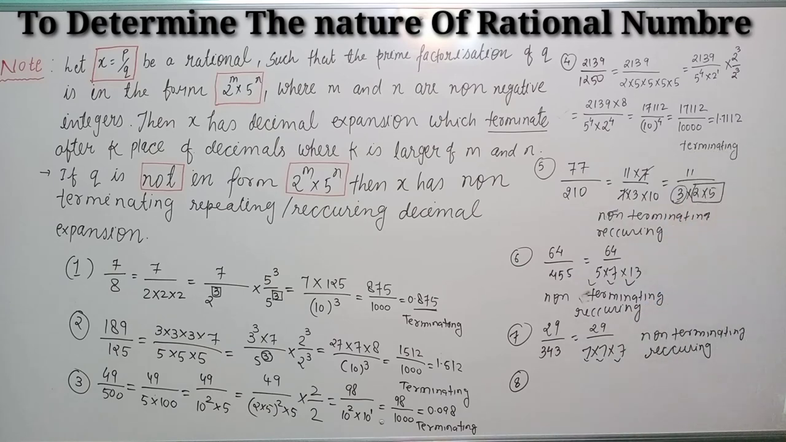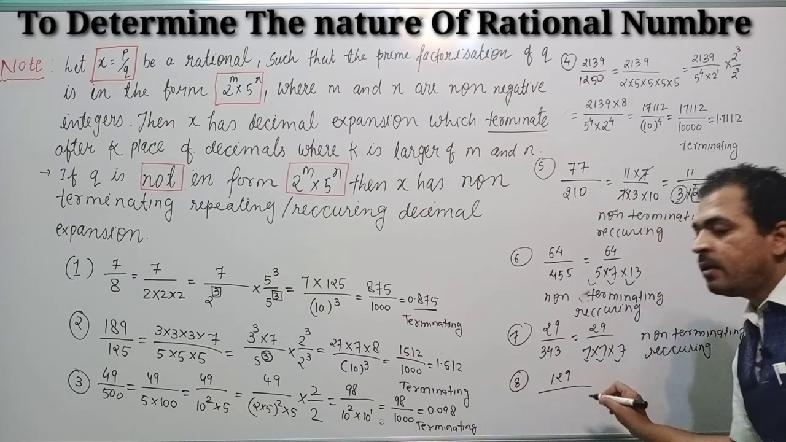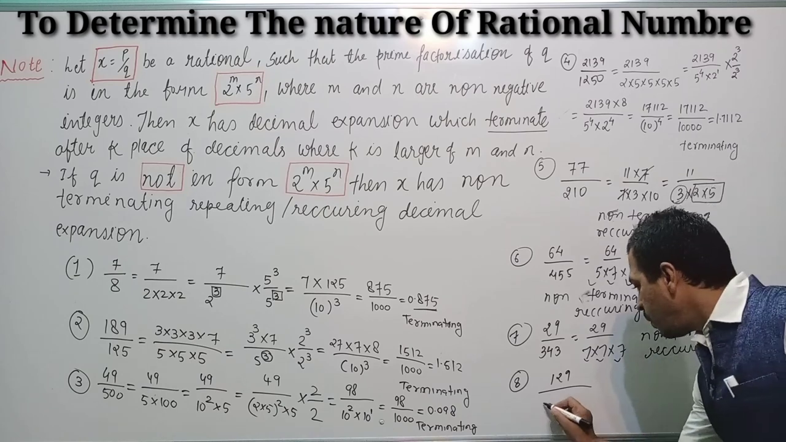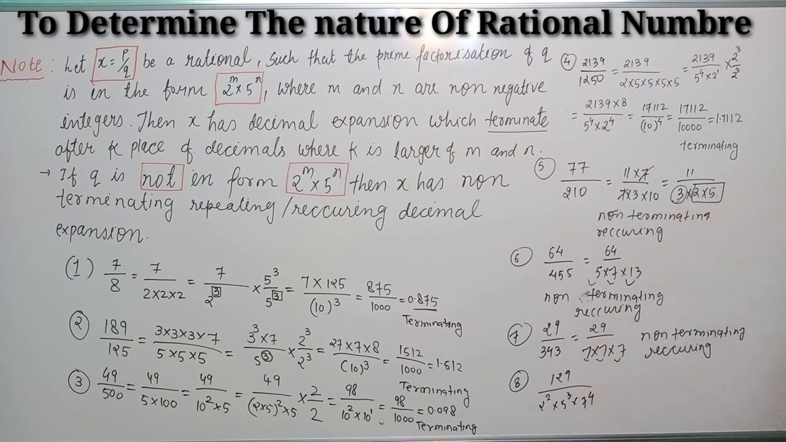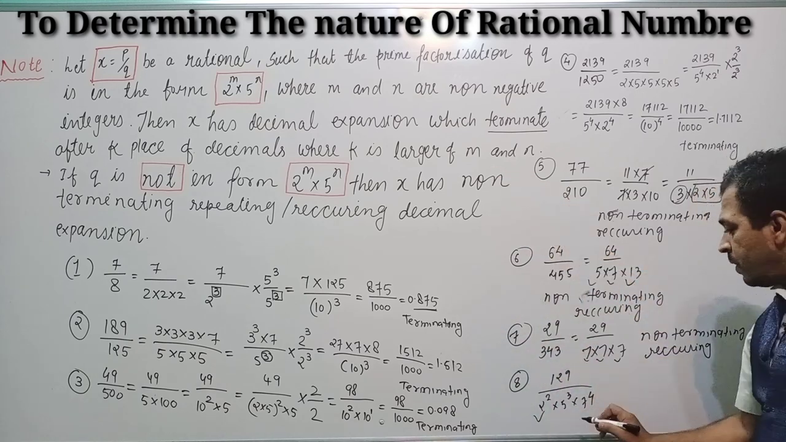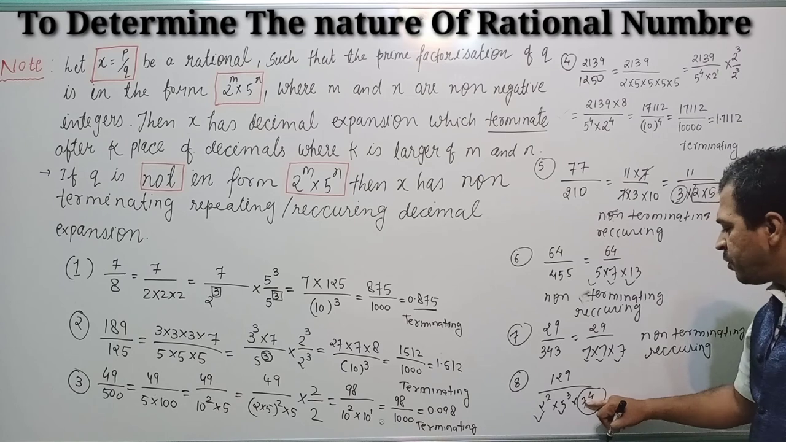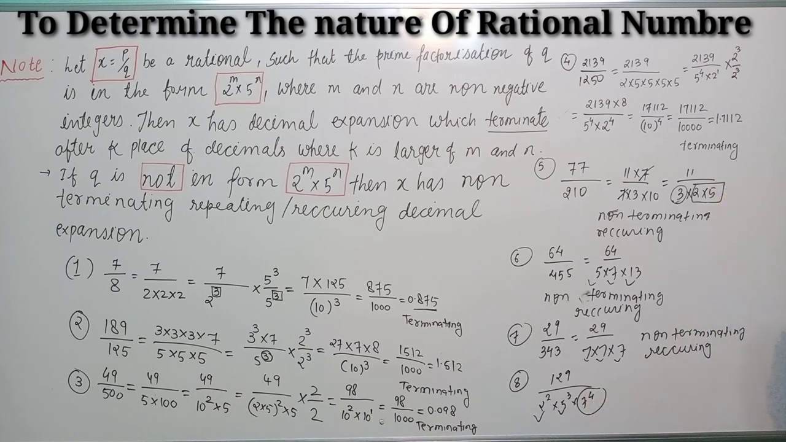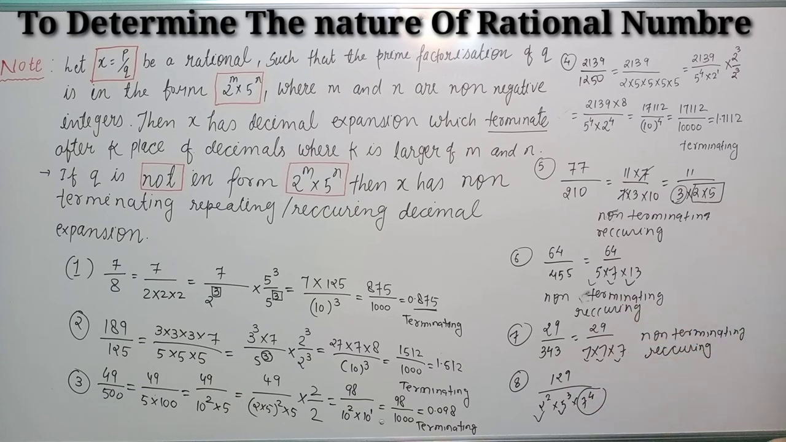Okay, moving to the final question. Suppose 129 divided by 2 to the power 2, 5 to the power 3 and 7 to the power 4. Right students, here you can see that you have 2, you have 5, but we don't need 7 to the power 4. So this fraction has a non-terminating recurring decimal expansion.